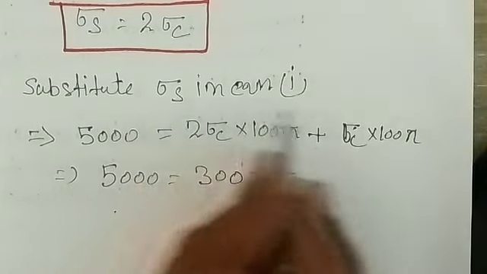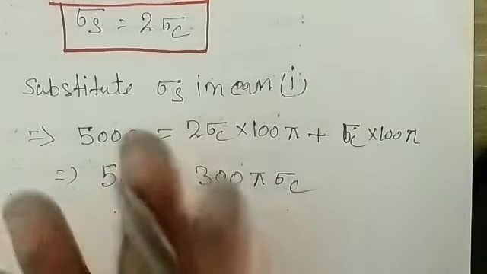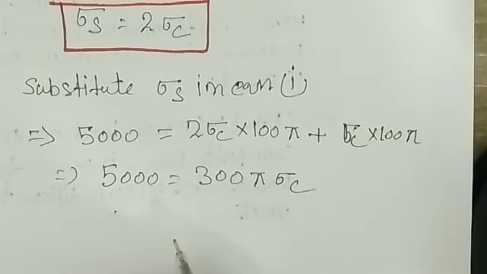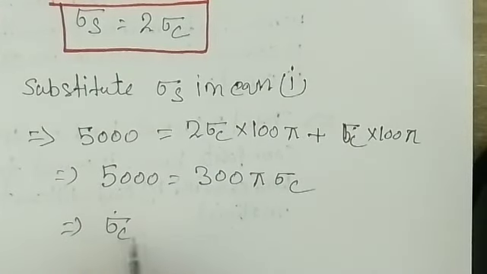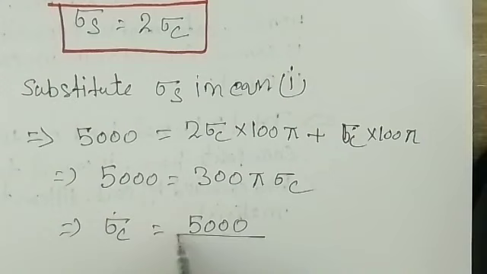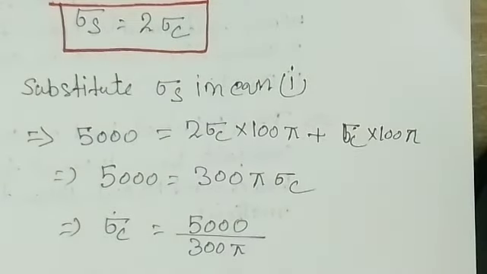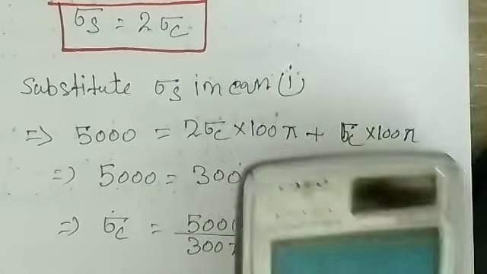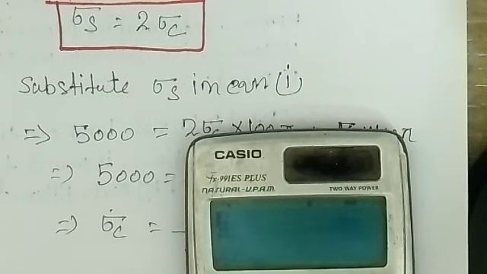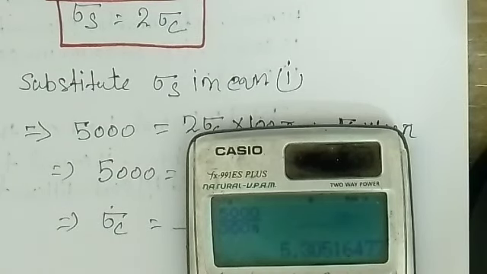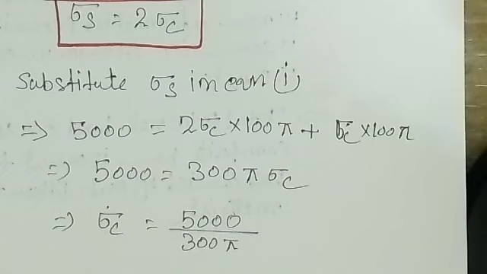This is the equation we have converted into a single term. Before that it was in double terms, sigma S and sigma C. Now getting the solution is quite easy: sigma C is equal to 5000 by 300 times pi. Let me check the answer. Yes, 5000 by 300 pi, it is correct. We got sigma C.